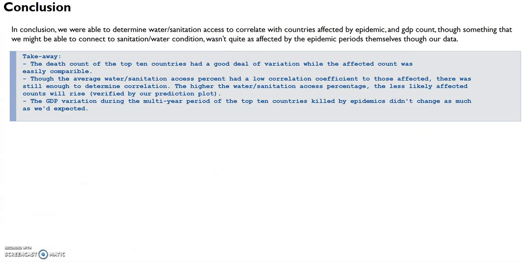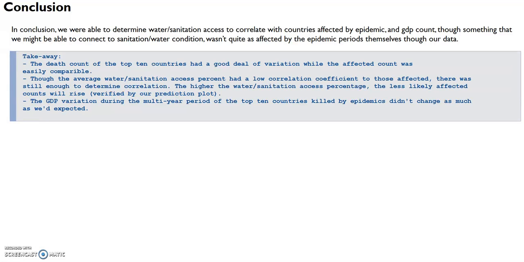All right, so in conclusion, we were able to determine that water sanitation access to correlate with the countries affected by epidemic and GDP count, though something that we might be able to connect to sanitation water condition wasn't quite as affected by the epidemic periods themselves through our data.